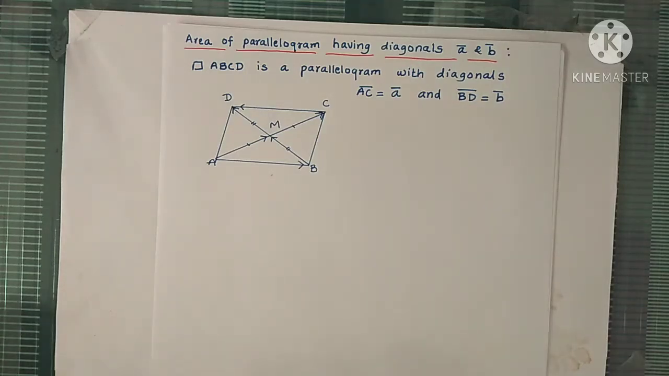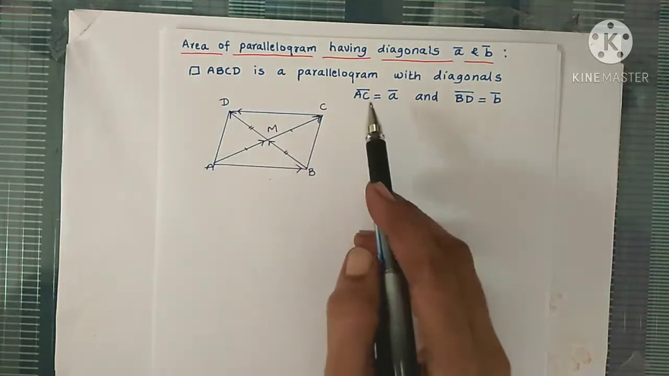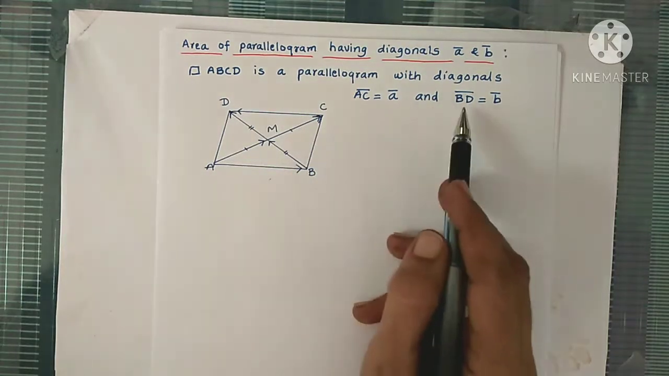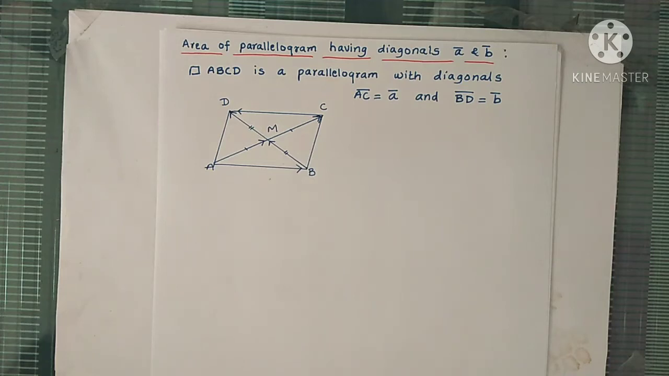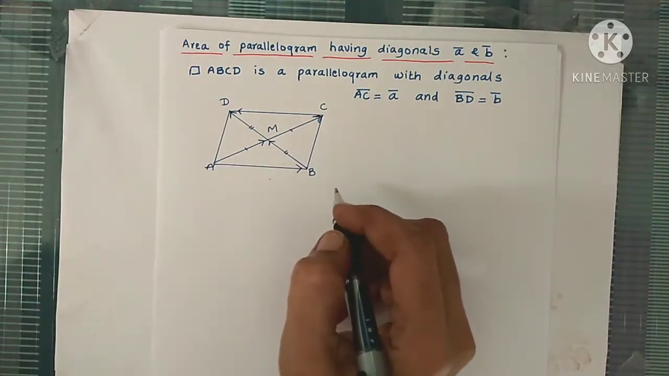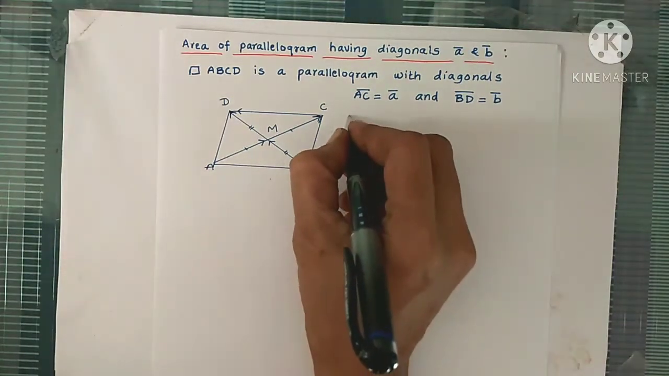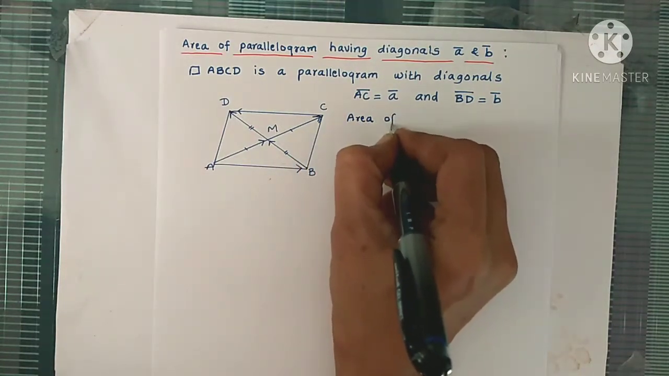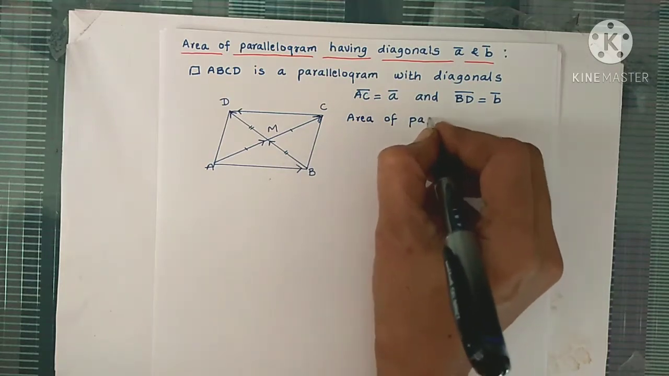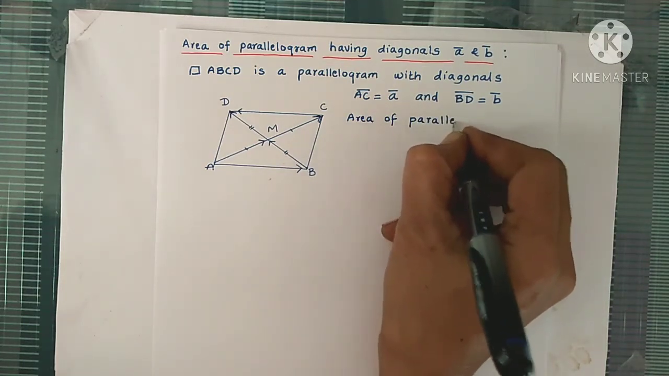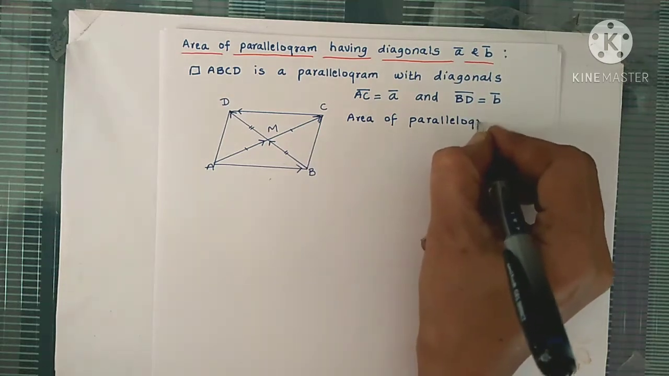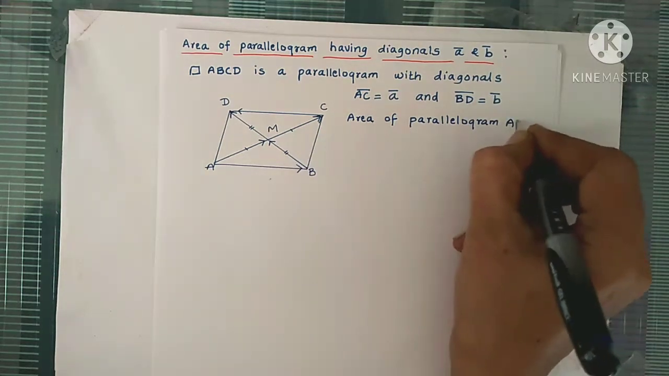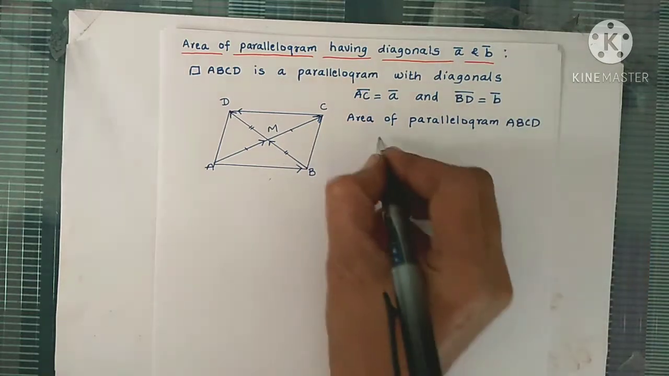So let's consider a parallelogram ABCD, and the diagonals are AC bar equal to A bar and BD bar equal to B bar. Let's find a formula for the area of the parallelogram in terms of diagonals. For that let's use the earlier formula, the area of a parallelogram in terms of adjacent sides. So here the area of parallelogram ABCD equals the cross product of adjacent sides.